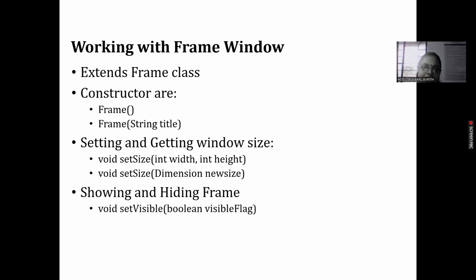Whenever we want to create a frame, these are the methods and constructors we can use. One is the frame constructor without any arguments. Another one is the constructor with the title. Next is the setSize method, where we can specify the height and width of the frame window. We can also use setSize with the Dimension class, but generally we'll use setSize with the height and width.